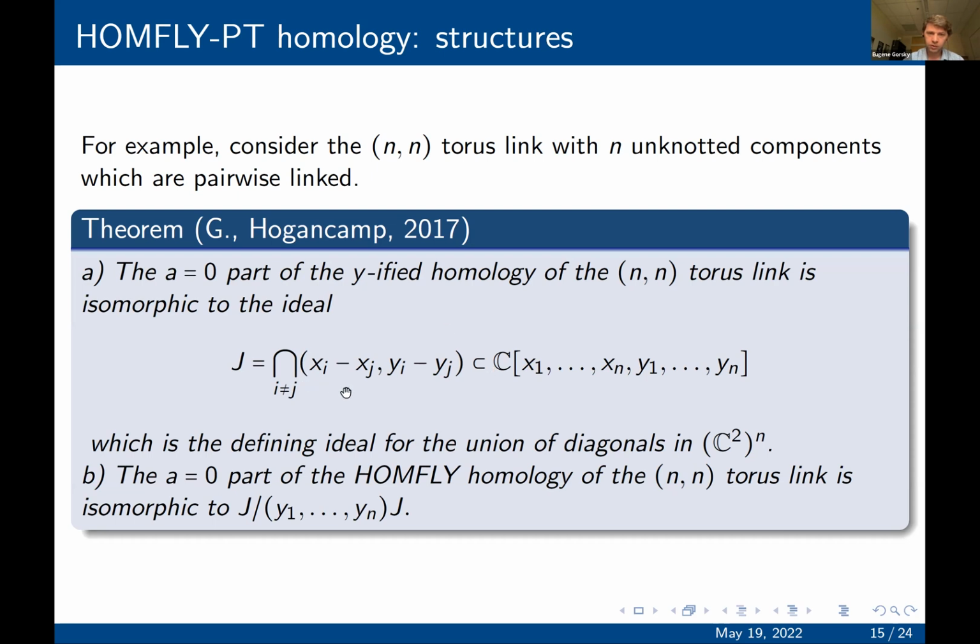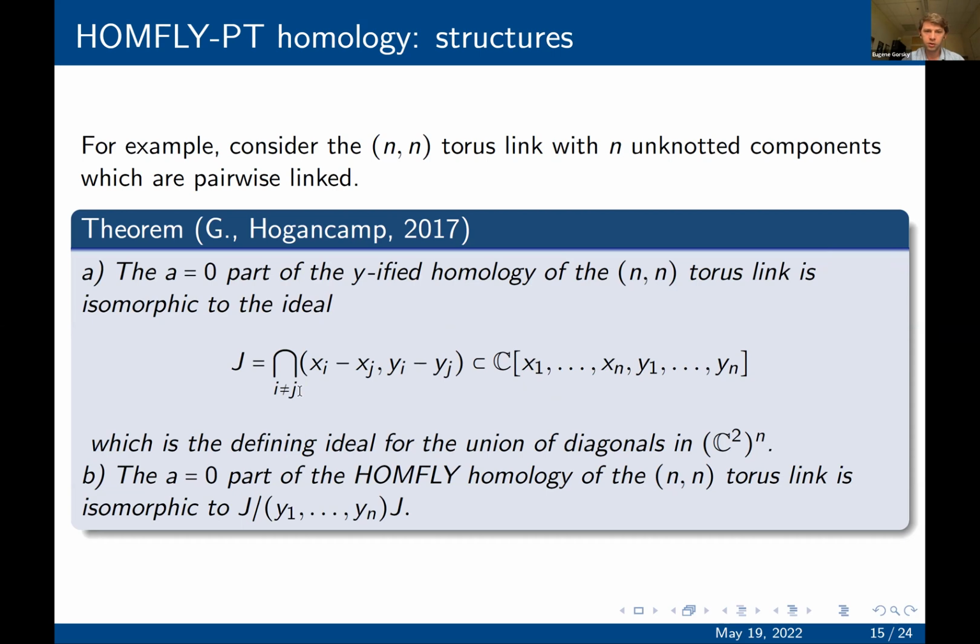Inside this, you have this ideal G, which is the intersection of ideals generated by xi minus xj and y minus yj. You intersect over all pairs i not equal to j. This has some kind of algebraic geometry meaning, but let's not talk about this. But it's some very, very explicit ideal in this polynomial ring.